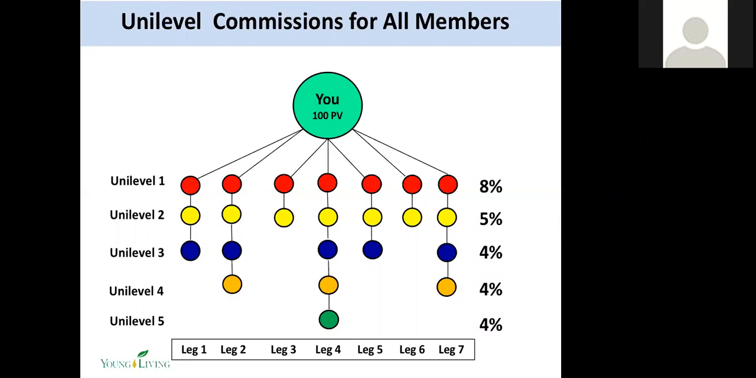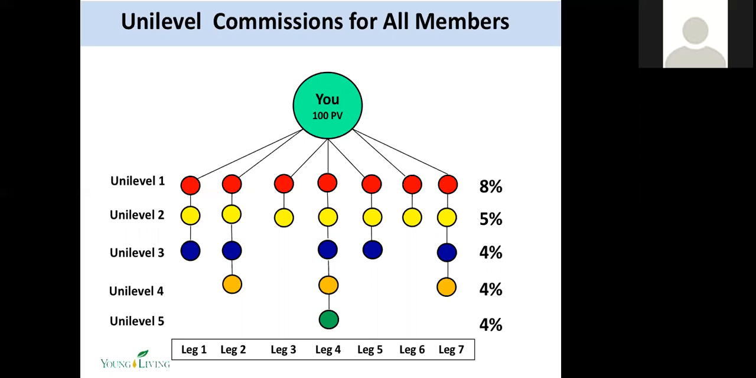Unilevel is fairly straightforward. There are a couple of things that I want to discuss as part of the unilevel aspect of commissions. The first thing is realizing that Young Living pays 5 levels of unilevel depending on the rank that a member is being paid at for the month. In order to earn commissions at the unilevel, you must have a minimum of 100 PV. We went over last night what PV is, so we won't go over that again.